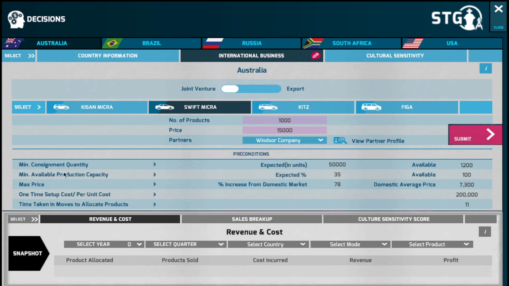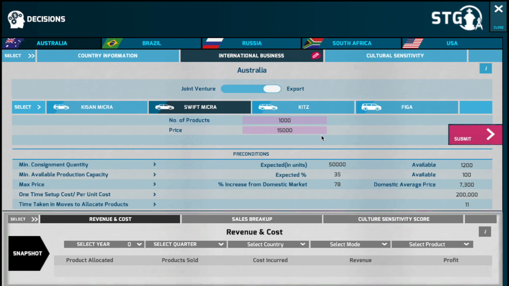Under the preconditions section, you have certain preconditions that you would need to ensure before you make your decisions on the mode of entry. If you'd like to export your products, your exporter would require a certain minimum consignment quantity in order to accept your export consignment. You would be in a position to ship any quantity greater than or equal to the minimum order quantity as mentioned here. For example, if you would like to export your product, Swift Micra, to Australia, you would need to meet a minimum consignment quantity of 50,000 units or greater.